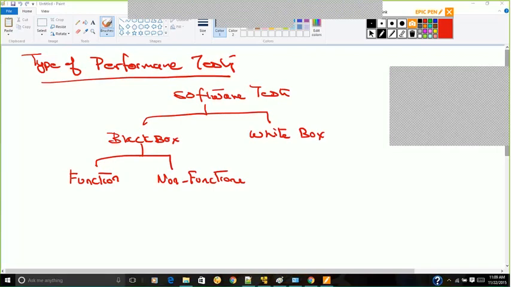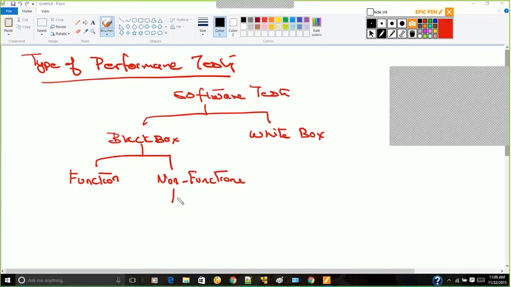Functional and non-functional. Non-functional testing is what we are going to see now, right? Non-functional testing is performance testing. Now, why do we call performance testing a non-functional testing? Anyone can guess why? While functional testing will come and will be divided into manual and automation. Why do we call this a non-functional testing?